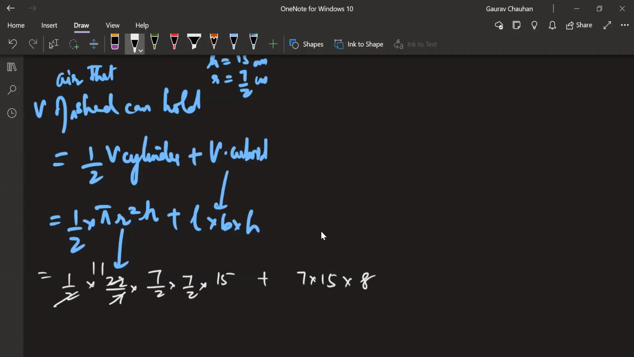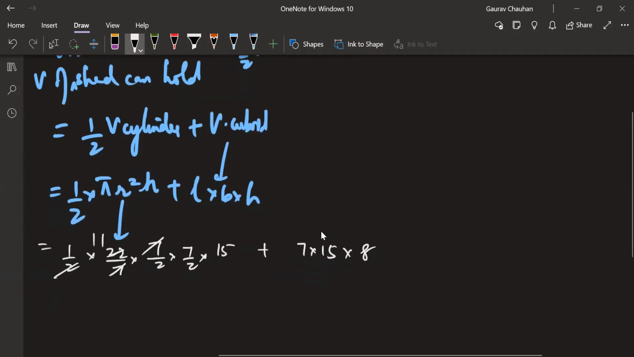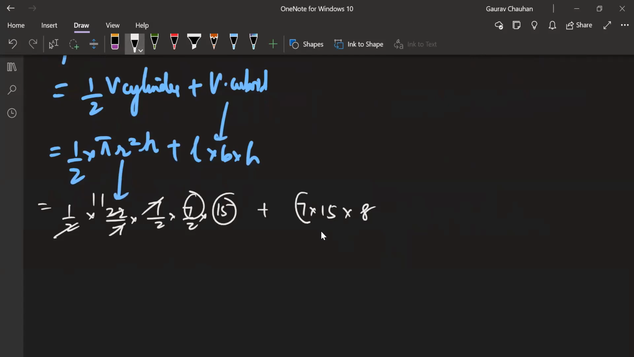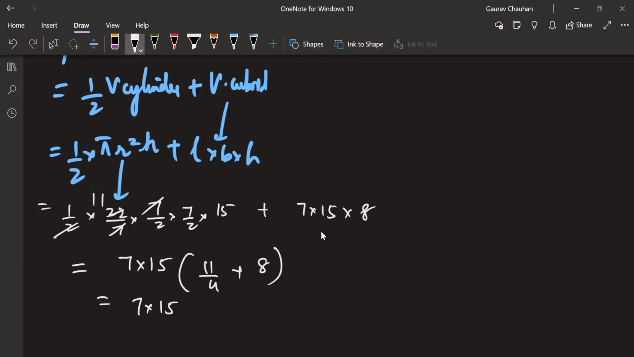This goes 11, this goes, and then you have 7 into 15. I can take common just for ease. You are comfortable doing it outside, that's also fine. I'm just taking it common out. 15 bracket, I have 11 by 4 plus 8, that's equal to 7 into 15. 11 plus 4 8s are 32. 11 plus 32 by 4, that's equal to 7 into 15 into 43 by 4.